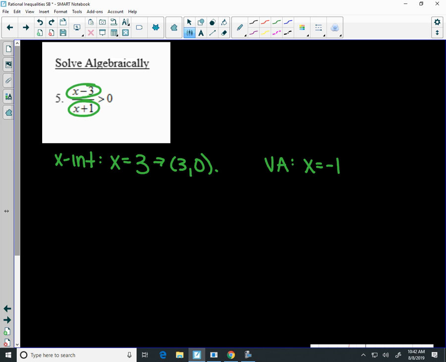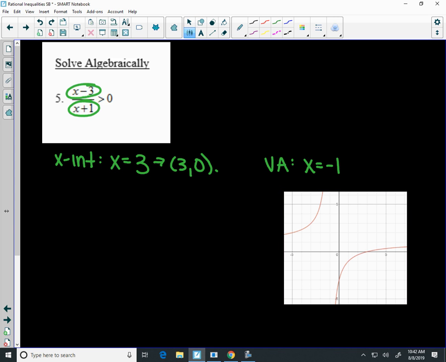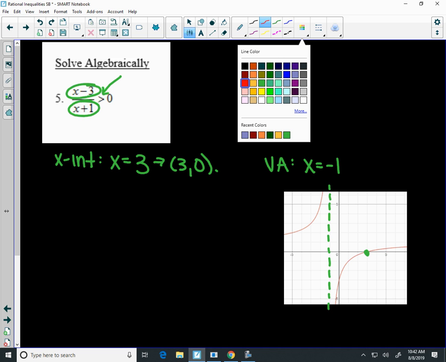Pause if you need to, because I'm going to keep rolling here. I put this in my calculator, and here is my picture. Just verifying that asymptote at -1 and that 0 at 3. So here we want to know where this is greater than 0. So where is this function above 0? Well, we're not including, we're just doing above.